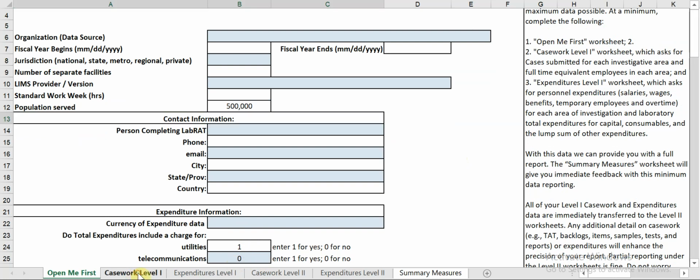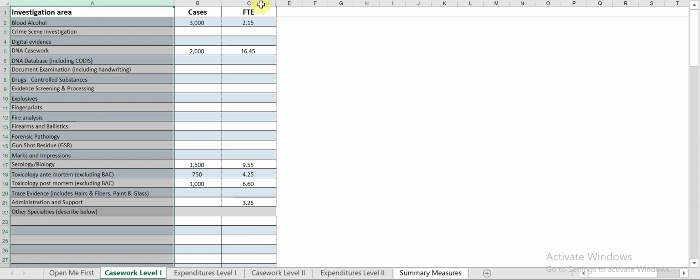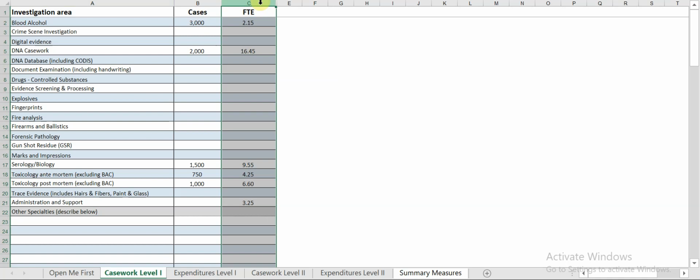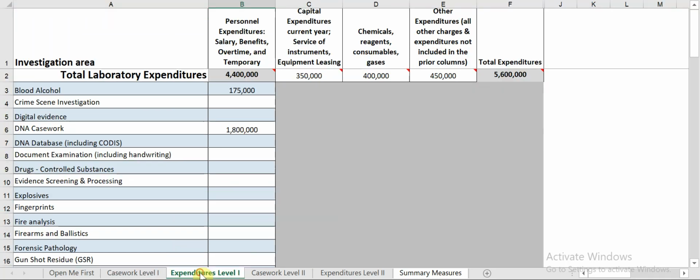Casework level 1 only wanted to be able to look at a couple things here. How many cases in each investigation area do you have? And what were the full-time equivalent employees in each of these areas? And that included if there was anything centrally allocated through administration and support. With that information, along with the very base information on expenditures, expenditure level 1 data just wanted to know, laboratory-wide, what were the capital expenditures in the current year.